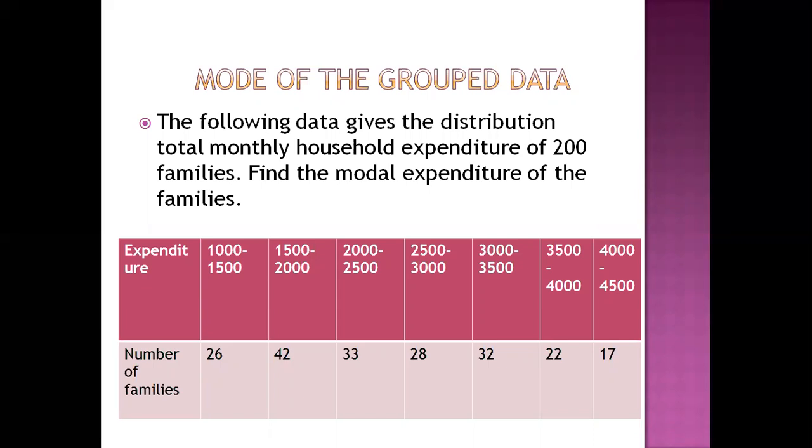Find the modal expenditure of the families. Here 1000 to 1500, 1500 to 2000, 2000 to 2500, 2500 to 3000, 3000 to 3500, 3500 to 4000, and 4000 to 4500. And number of families 26, 42, 33, 28, 32, 22, and 17. So let us see how to find the mode of this data.